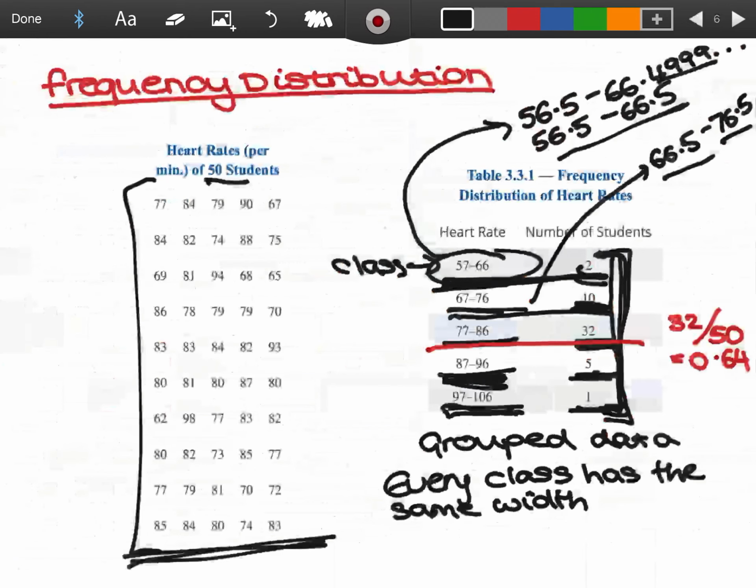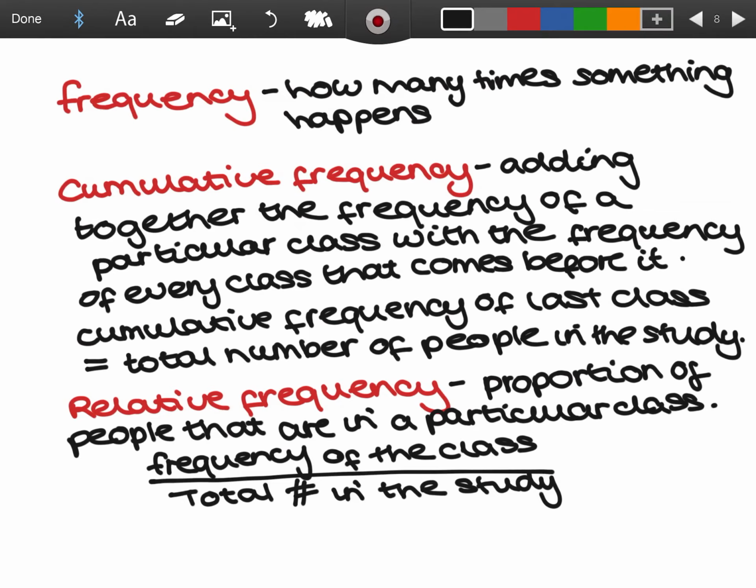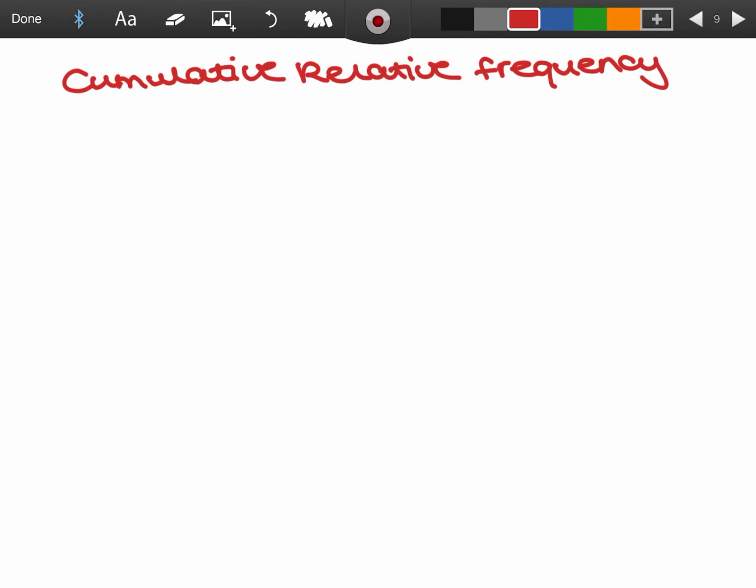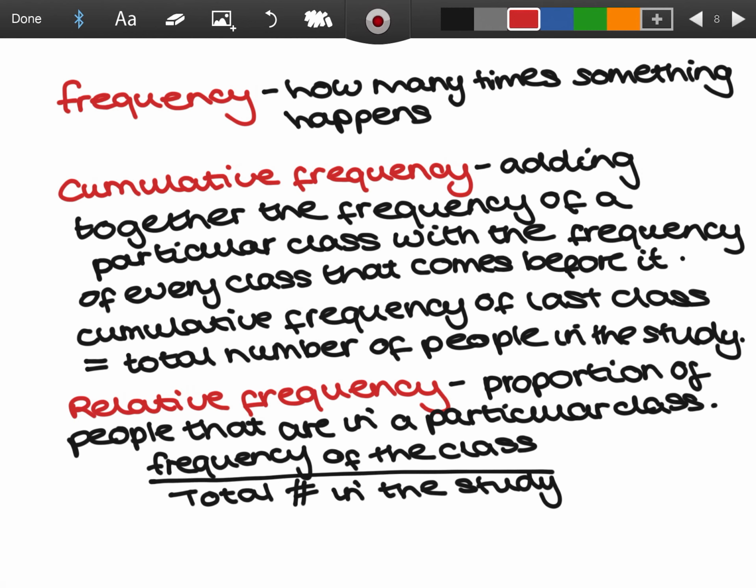And finally, we have cumulative relative frequency. So I'm combining two ideas here. Okay. And literally you do exactly like it says. I'm going to be combining both cumulative and relative frequency for a particular class. So remember, cumulative frequency of a particular class was where I added together the frequency of that class with every class that went before it. So that's the first thing that you're going to do, okay?